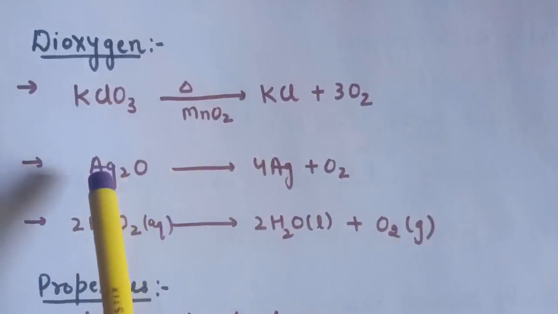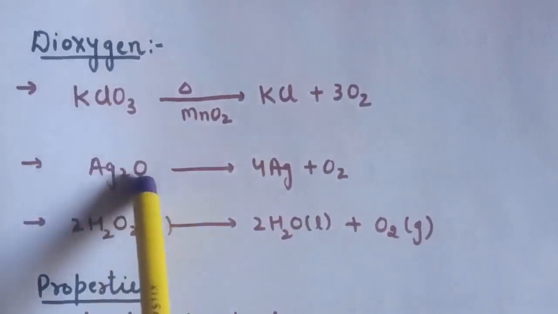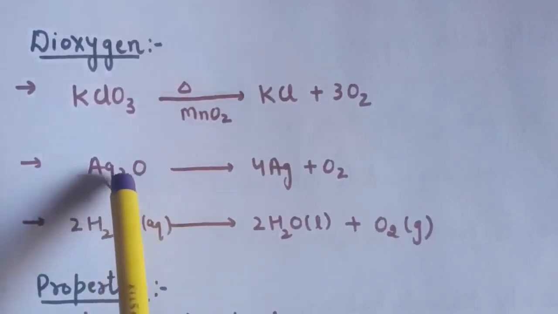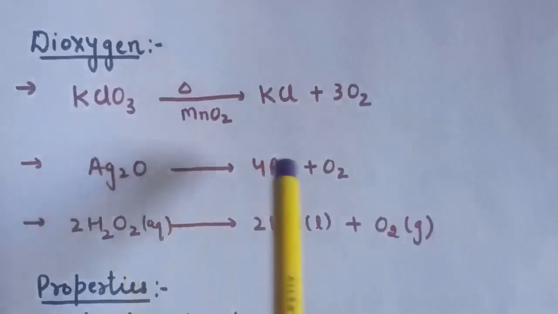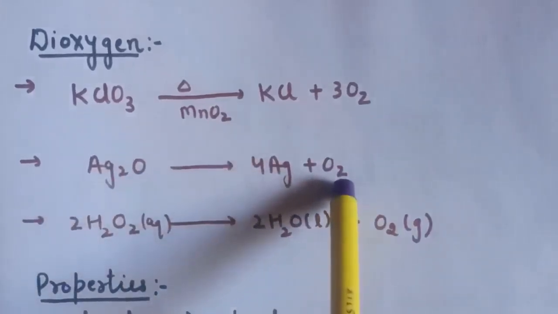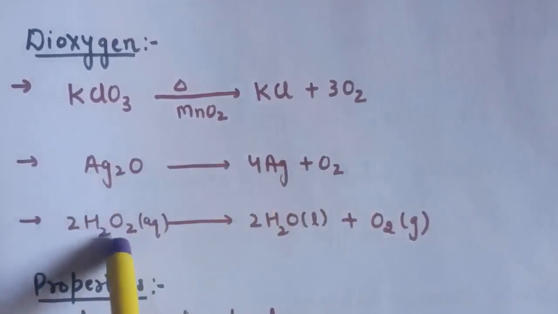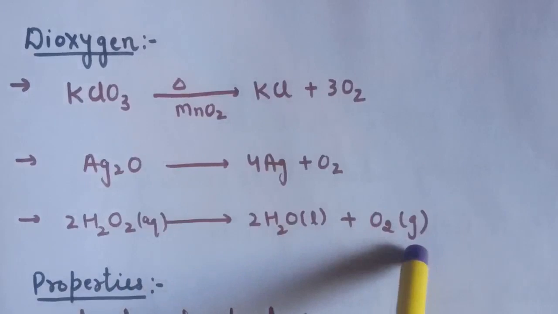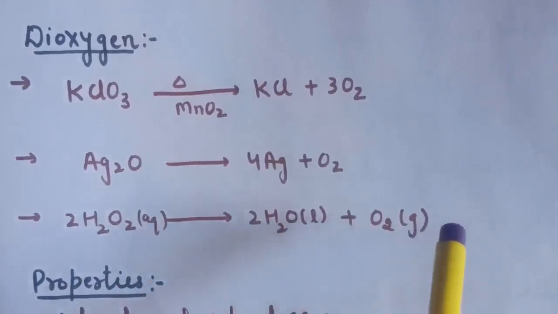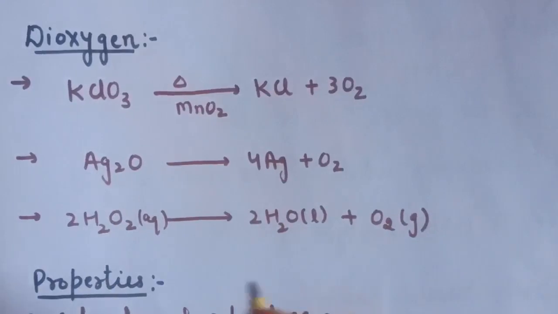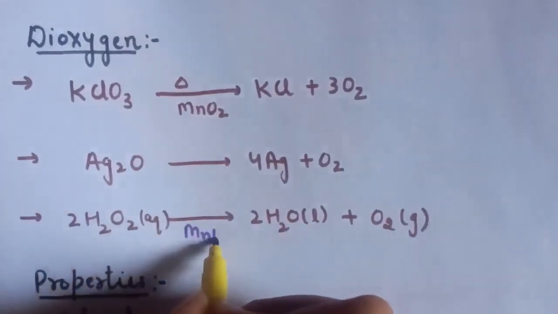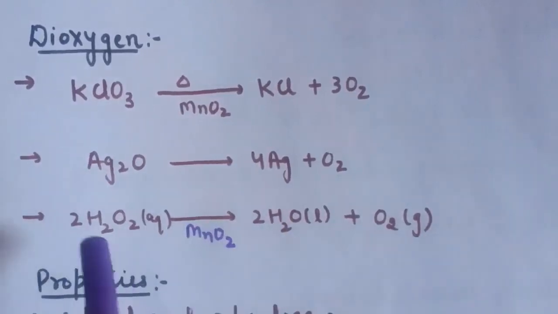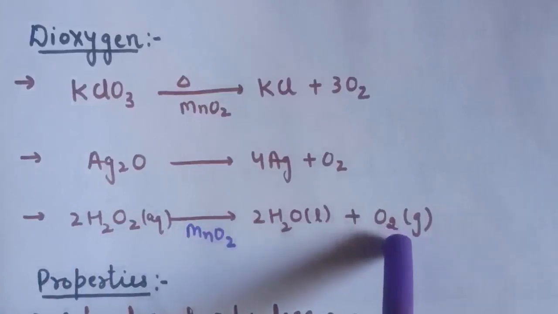The next method is that dioxygen can also be prepared by thermal decomposition of metal oxides. This is the metal oxide of silver. When we do the thermal decomposition, again we get dioxygen. The third preparation is that hydrogen peroxide is readily decomposed into water and dioxygen by catalysts such as finely divided metals and manganese dioxide. That is, in the presence of a catalyst, when we decompose hydrogen peroxide, again we get dioxygen.